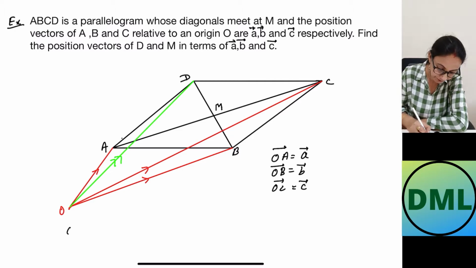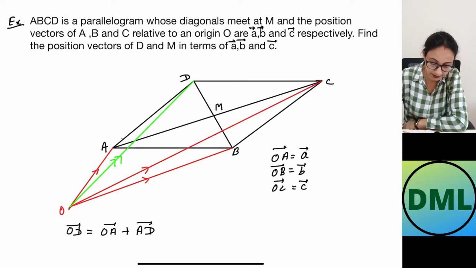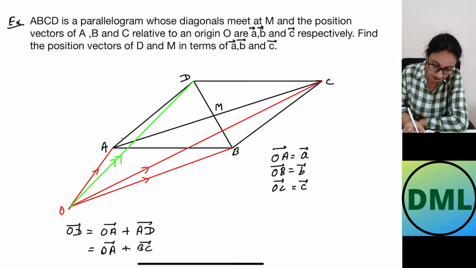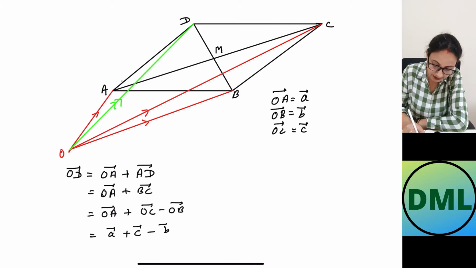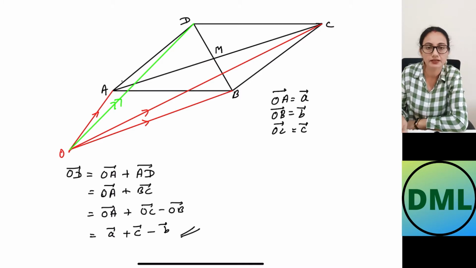OD will be written as OA plus AD vector. Now as you can see, the vector AD is parallel to the vector BC. So that will be OA plus BC vector. Now if I write down the BC vector in the position vector form, that will be written as OA plus OC minus OB vector. Let's substitute the values here. OA is vector A plus OC is vector C, OB is minus vector B. So that will be your answer for the position vector of D.